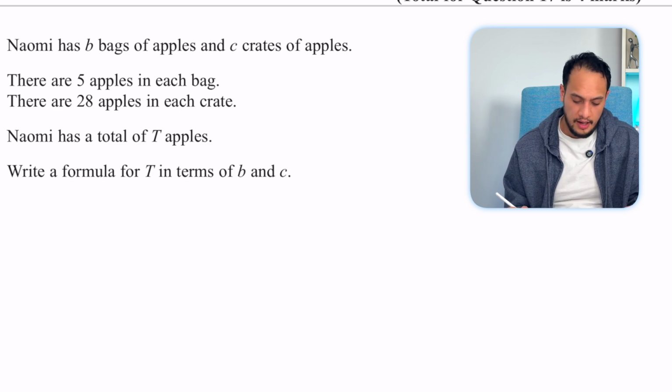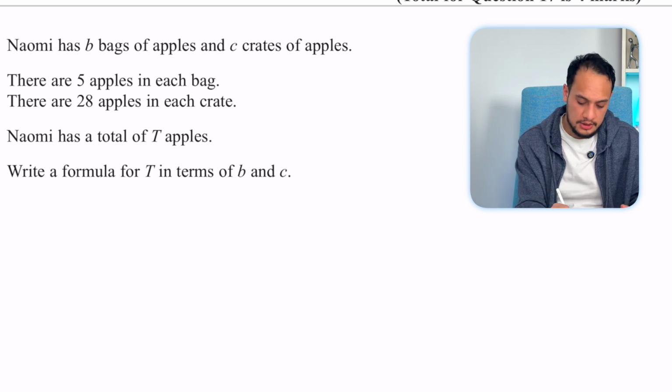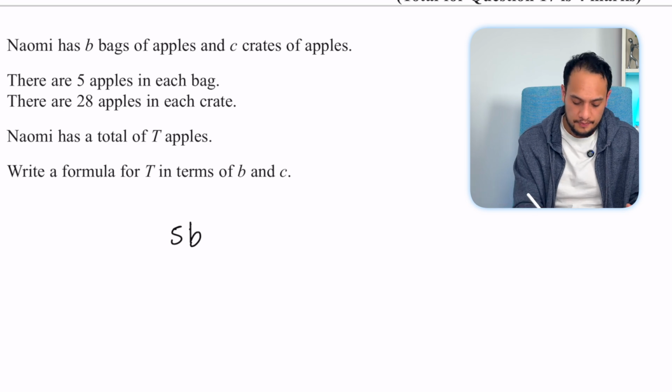There are 5 apples in each bag. There are 28 apples in each crate. Naomi has a total of T apples. Write a formula for T in terms of B and C. So first of all, let's model each part. So we've got 5 apples in each bag, and there's B bags. So to find the total number of apples in the bags, you do 5B, or 5 times B.